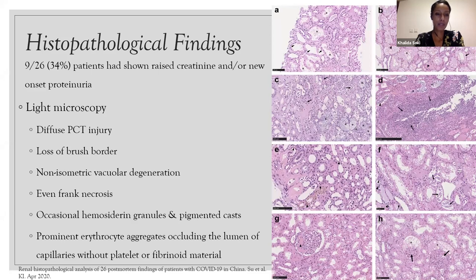There we go. So it is only 34% of these patients that had shown a raised creatinine or new onset proteinuria. Yet we could see damage where on light microscopy, there was diffuse proximal convoluted tubule injury with loss of brush border and vacuolar degeneration and even frank necrosis. And these were some of the things that were talked about, with occasional hemosiderin granules, pigmented casts, and erythrocyte aggregates occluding the lumen of the capillaries, so we could see that so many various aspects of the kidney and of the glomerulus within the nephron were affected. Next slide, Charlie.